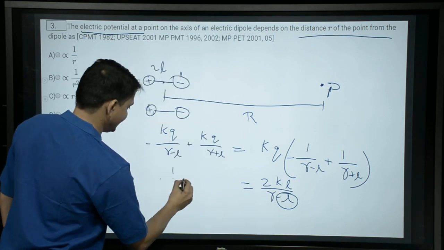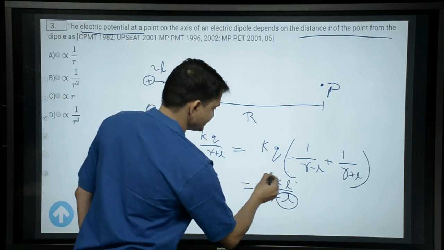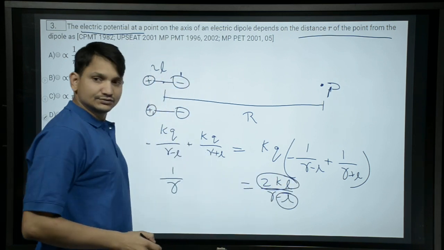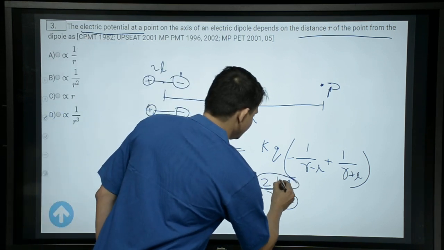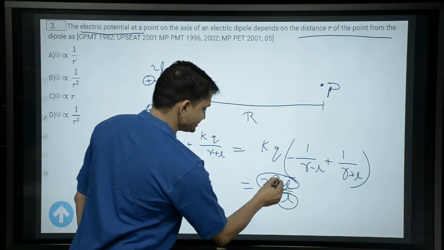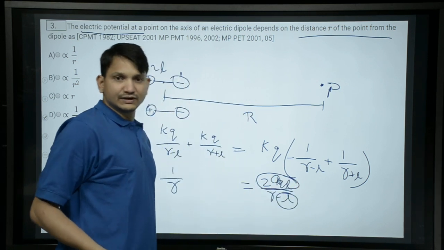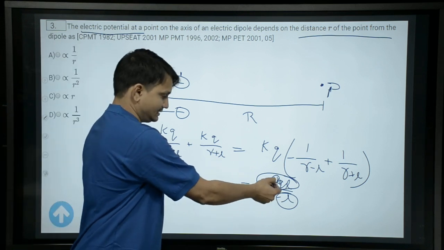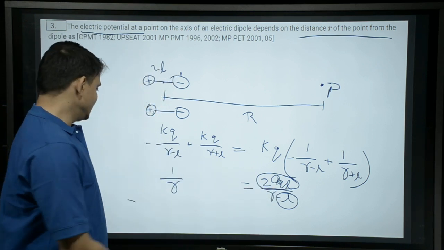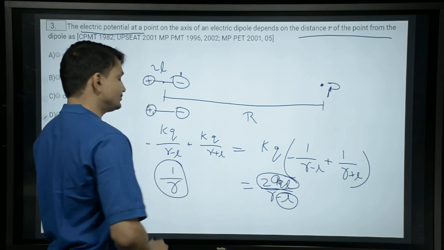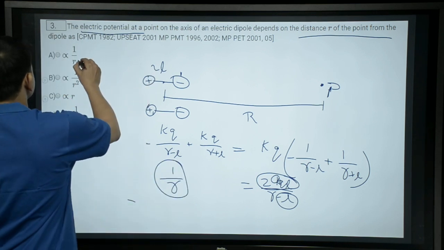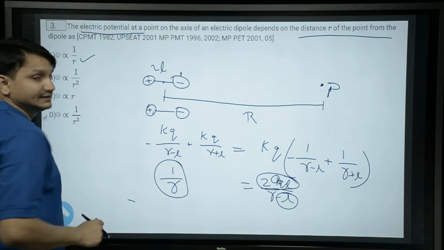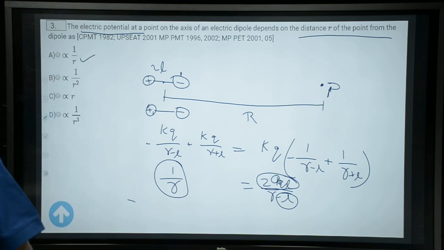proportional to 1 by R, because you see this is nothing but related to the dipole moment, right? You can see that K is constant, 2QL is the dipole moment, and R would be the only variable here, so that's why it is related to 1 by R. Our answer is A. And I think some of you have already tried to answer.